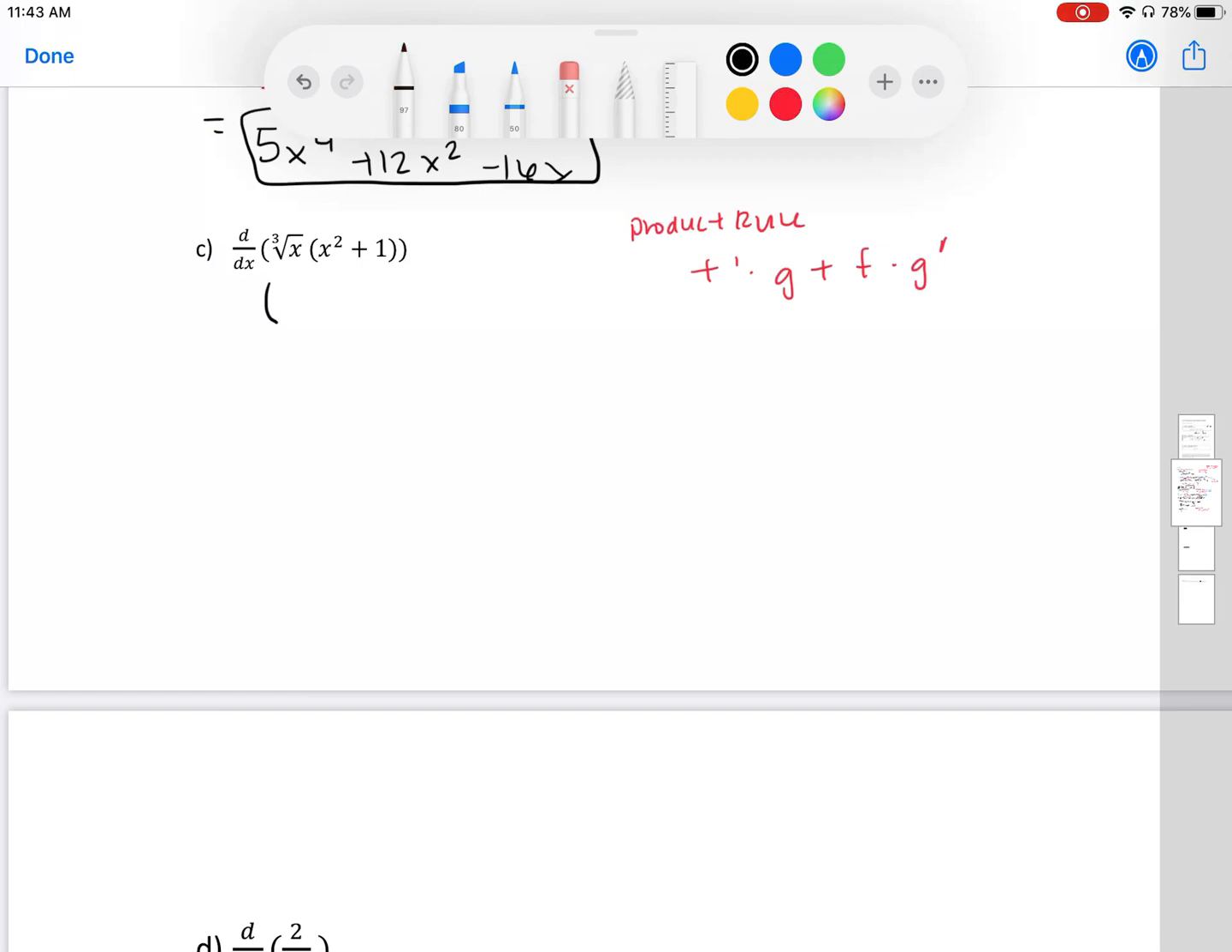So let's rewrite this because that radical throws me off. So let's write it as x to the 1/3 power. And I'm going to multiply that by that x squared plus 1. Now, if we think of this as our f and we think of this as our g, we can easily apply our product rule. So our first derivative, we bring down that 1/3. So it would be 1/3 x, and then I have 1/3 minus 1, or 3 over 3, which gives us negative 2 over 3.